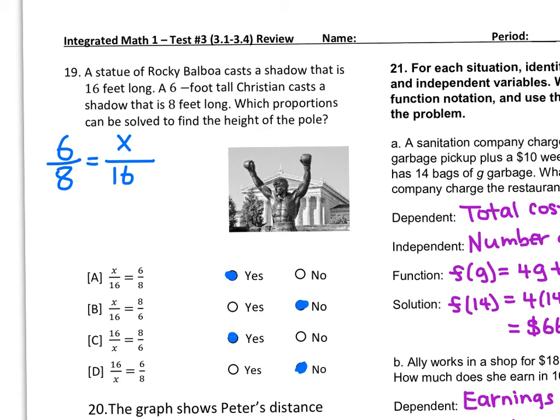So when you cross multiply, you should get 8x and 6 times 16, or else we should say no. So yes on 8x and 6 and 16 together. So if you look here, is this 8x and 6 and 16? Yes. Is this 8x? No. Is this 8x and 6 and 16? Yes. 8x? No.